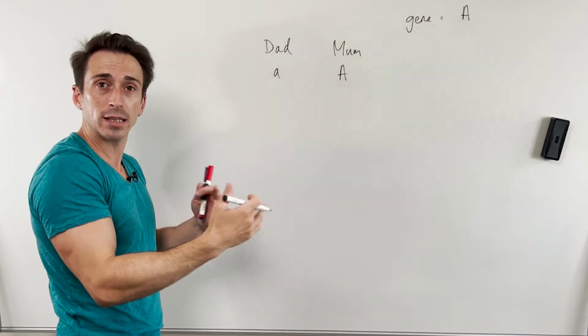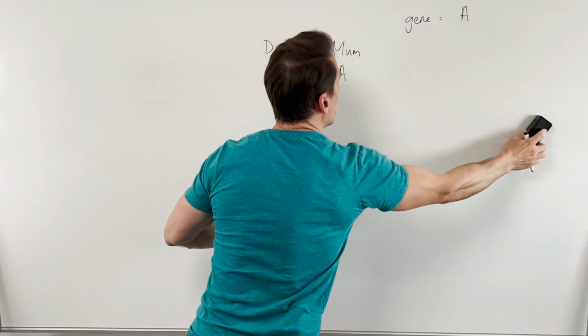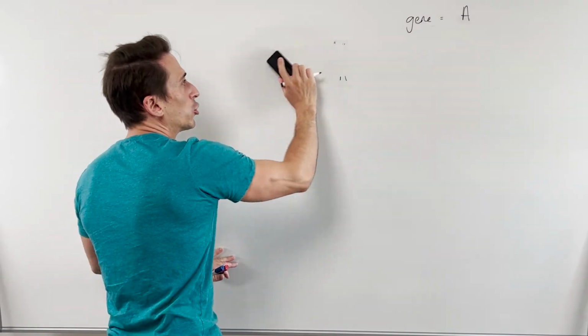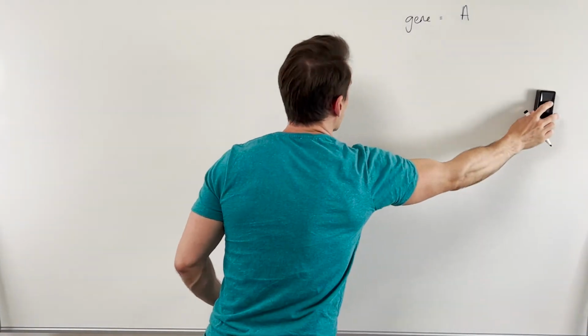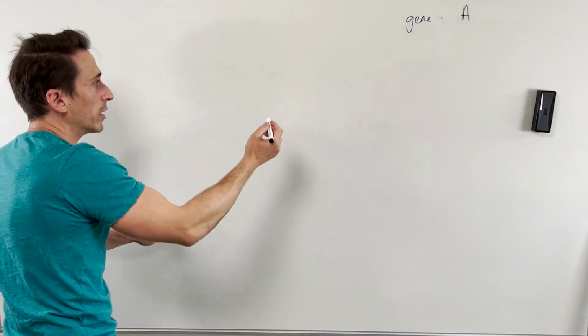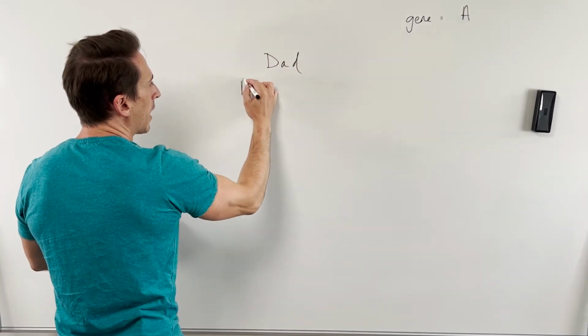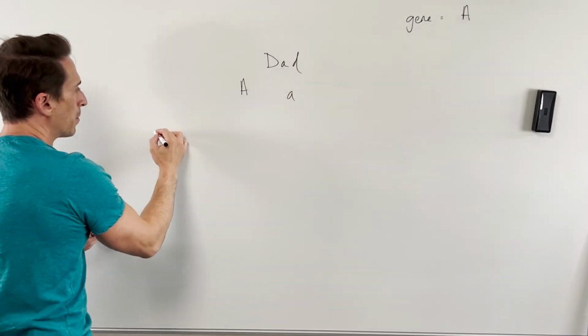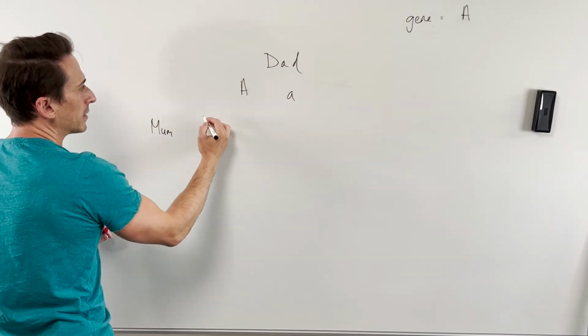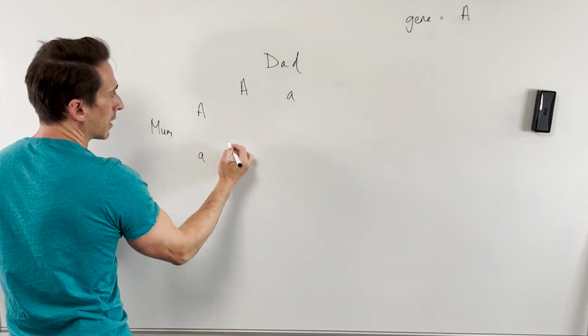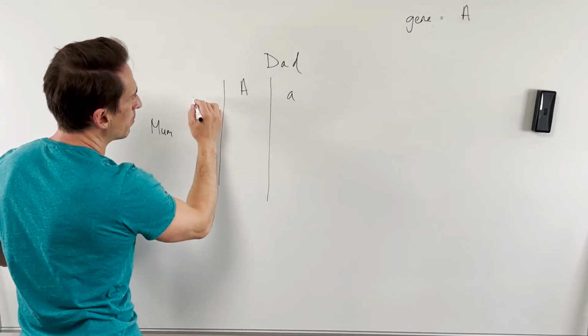So hetero meaning different. And the question asks about the fact that 2 parents are heterozygous, and the term we use, we also can say carriers. So let's just say the dad, he has a big A and a little a, and the mum has a big A and little a. They're both heterozygous, they're both carriers.